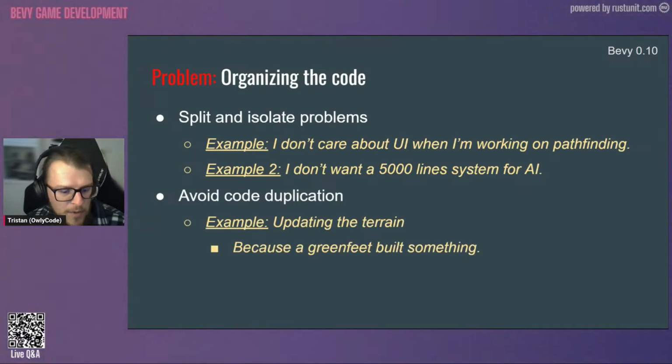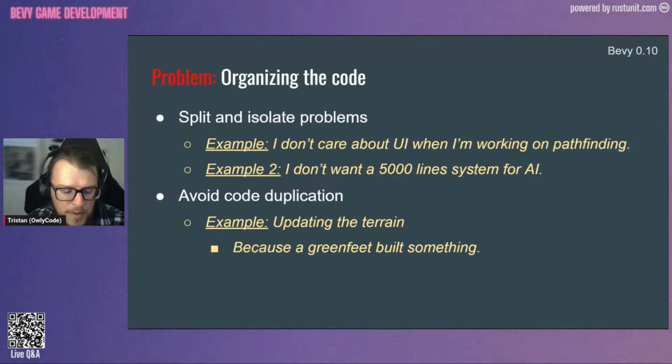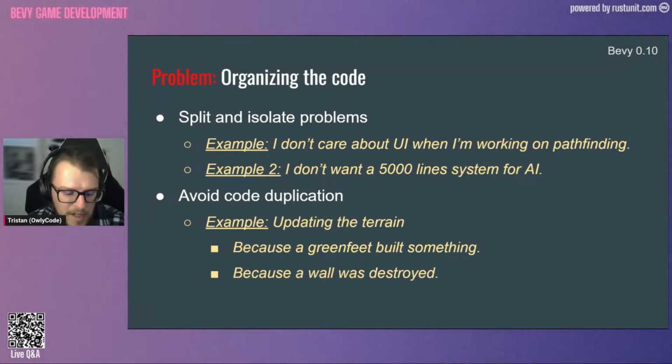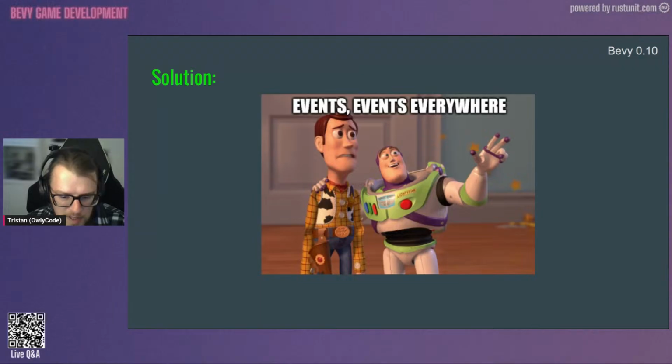For example, in my game, updating the terrain is a complex task because it changes the tile that is rendered. It changes the pathfinding and the terrain properties. So there is a lot of code to execute to change a tile, but it can happen from many sources, like a villager building something, or a wall being destroyed, or something else happening. So my solution was events everywhere, and I'm pretty happy about it.